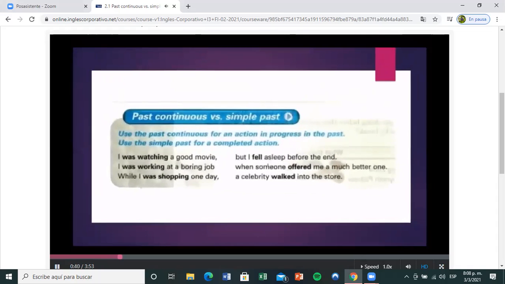Past continuous versus simple past. Use the past continuous for an action in progress in the past. Use the simple past for a completed action. I was watching a good movie, but I fell asleep before the end. I was working at a boring job when someone offered me a much better one. While I was shopping one day, a celebrity walked into the store.